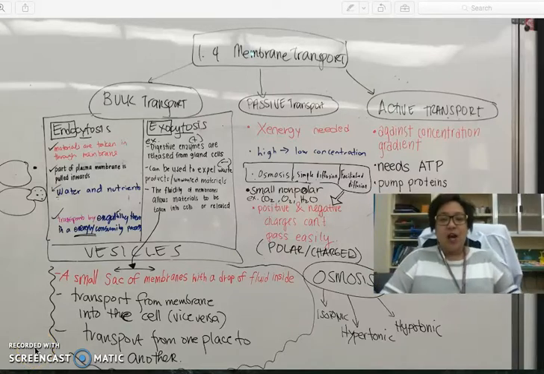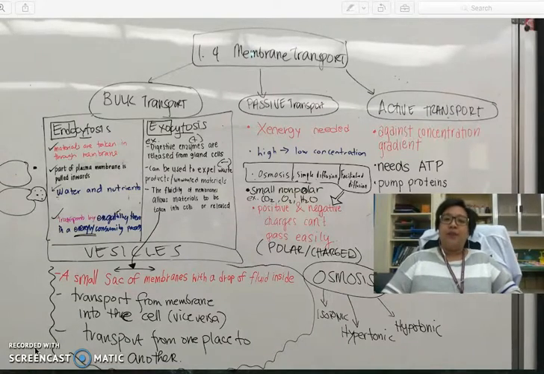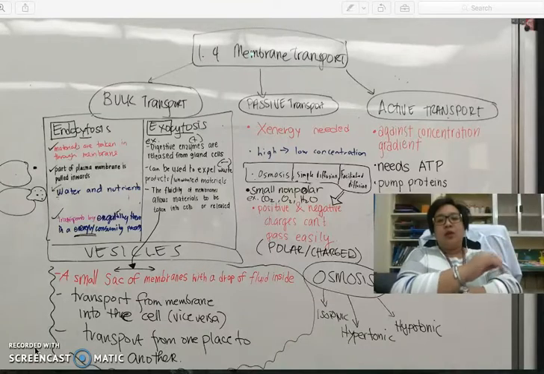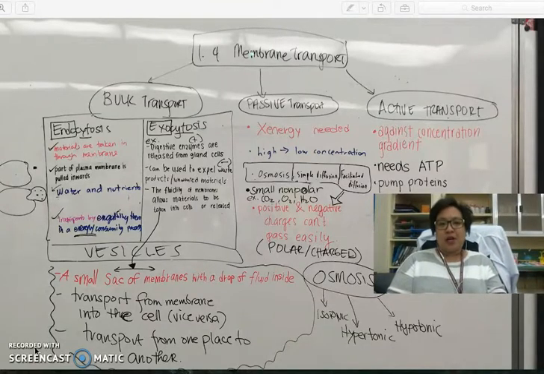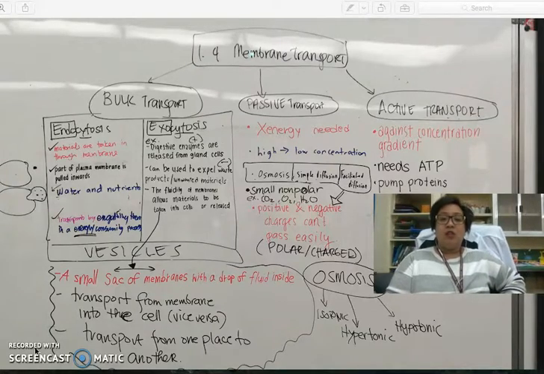Okay, so the last topic is 1.4, the transport of nutrients across the plasma membrane. Please remember to review the links that I shared on Google Classroom. I believe the animation and the visuals will be the best way to study this chapter. But anyway, let me just walk you through the concepts that you need to know here.